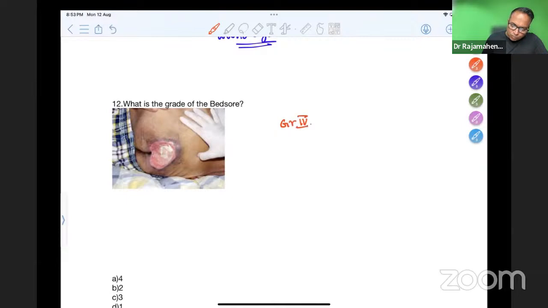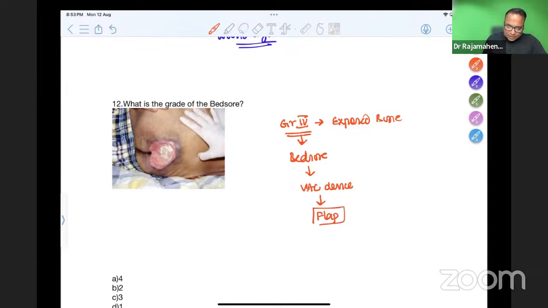Grade 4 bed sore will have exposed bone. Exposed bone is seen in grade 4 bed sore. This is a case where we might need a vacuum assisted closure device followed by a flap operation. Because there is an exposed bone, it will not form granulation tissue. So we have to do a vacuum assisted device and then close it with a flap.